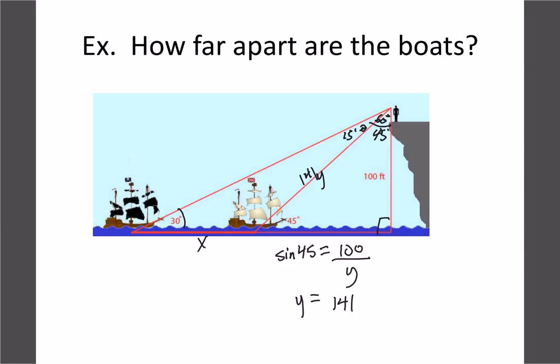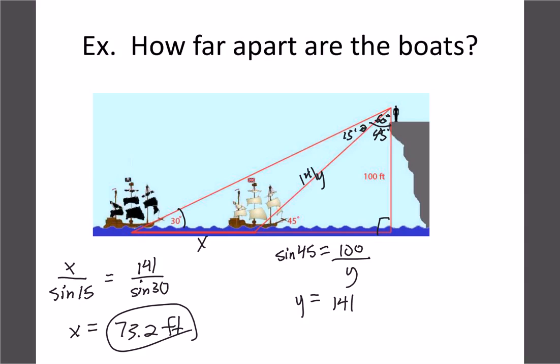So we have our triangle. We can actually use the sine law. So we'd have x over sine 15 would equal 141 over sine 30. So if we cross multiply those out, we'd have 141 times sine 15, divide that by sine 30, and that gives us 73.2 feet. So that would be our distance in between those two boats.